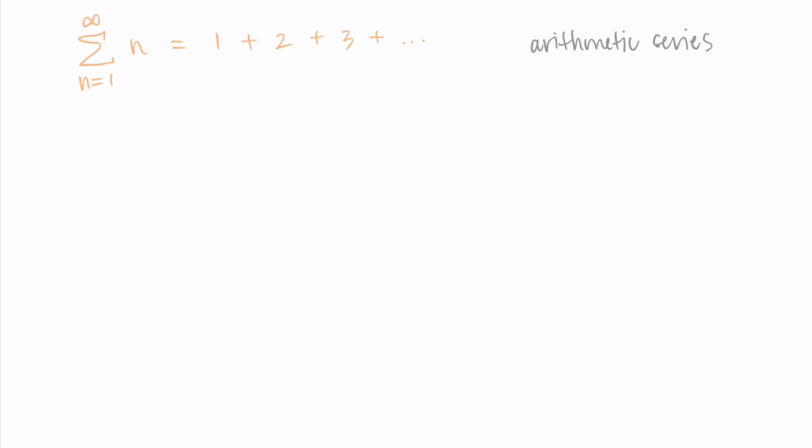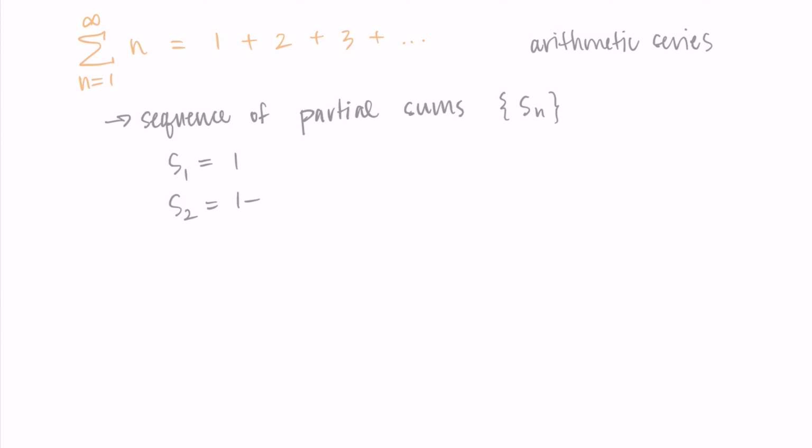So I'm quite confident this series diverges, but let's just make sure the math works in the way that we've talked about. Specifically, let's look at the sequence of partial sums S sub n. The first partial sum is just 1. The second partial sum is 1 plus 2, which is 3.